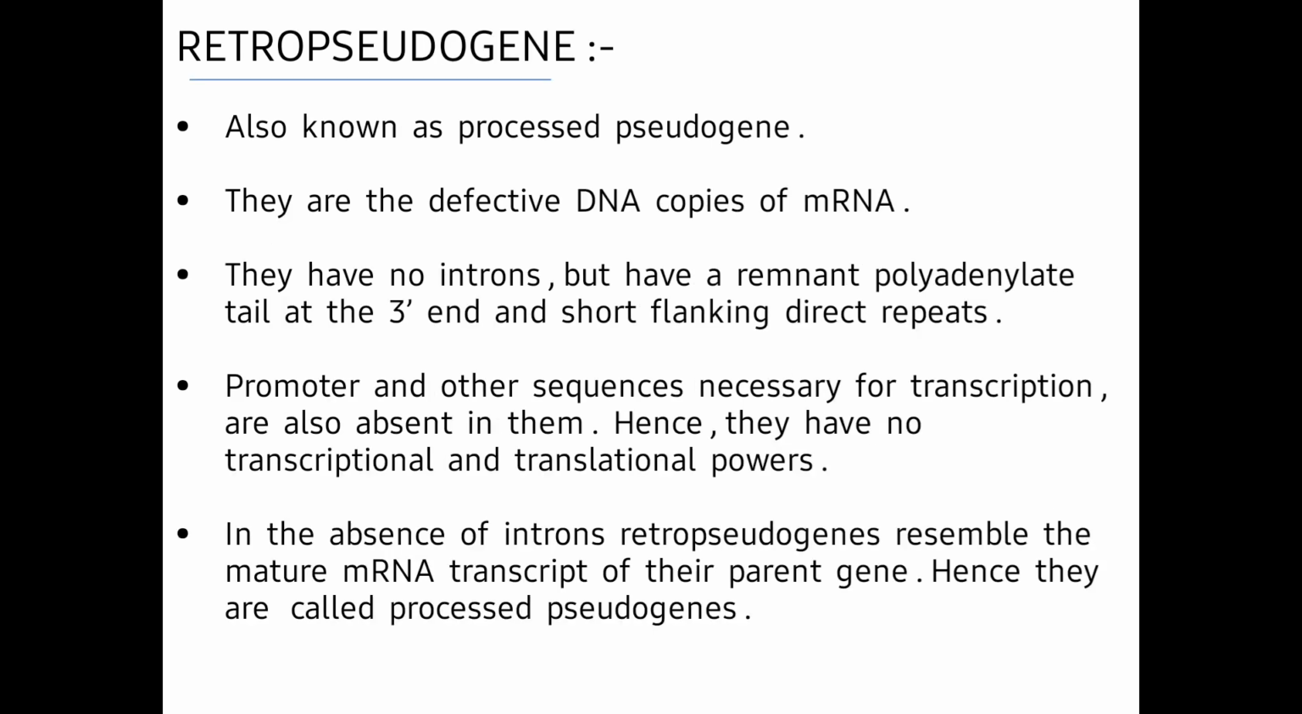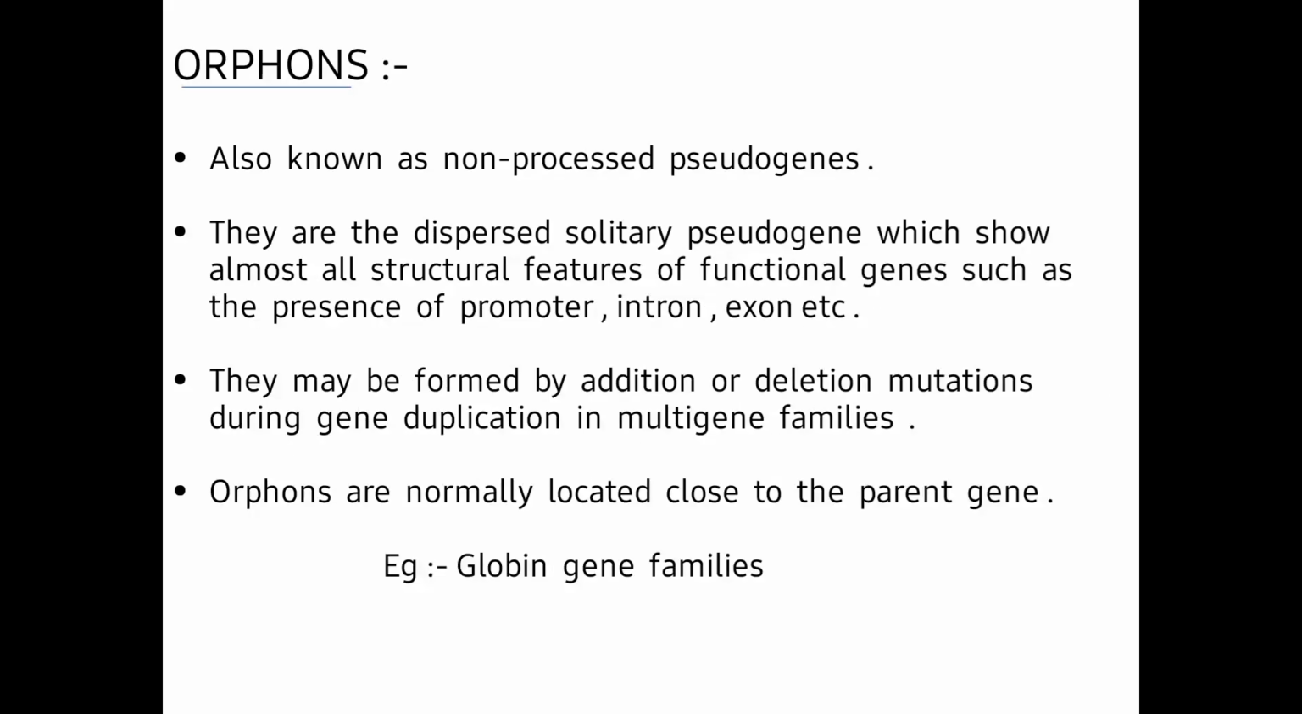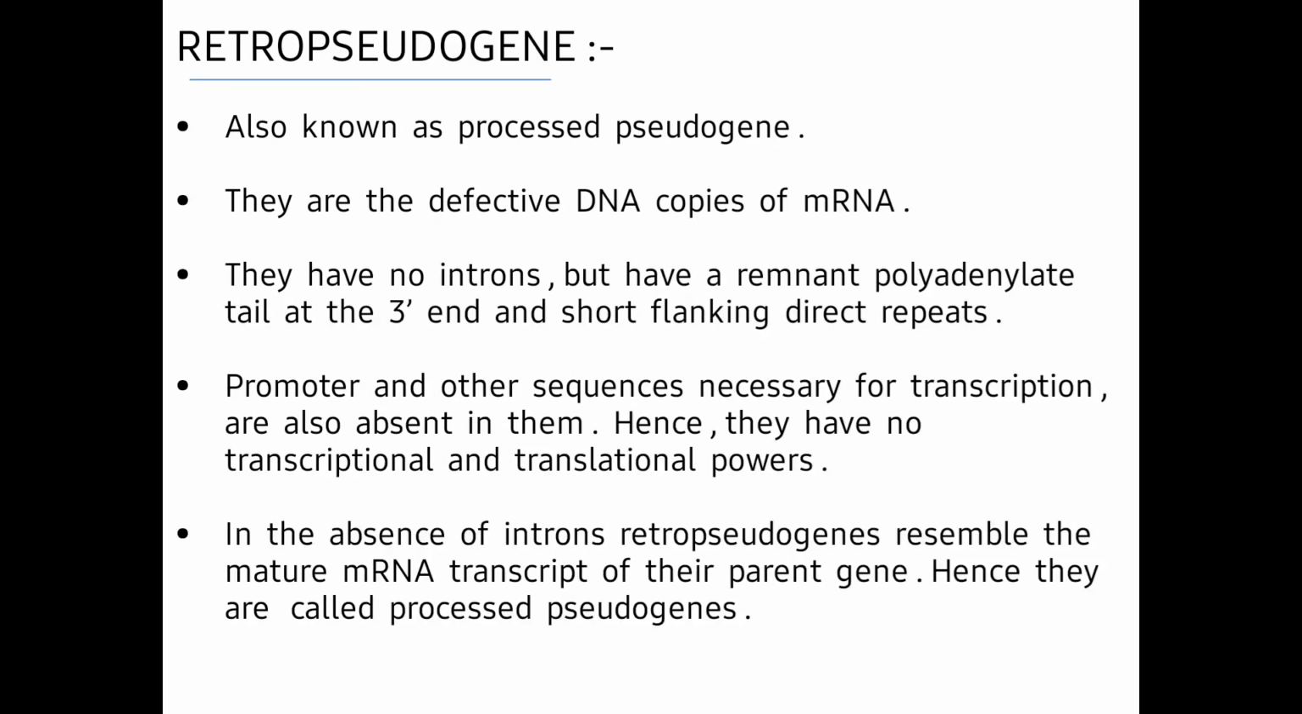Next is retropseudogenes. Retropseudogenes can also be called processed pseudogenes. We said orphans are non-processed and retropseudogenes are processed pseudogenes. They are the defective DNA copies of mRNA. So they will be mRNA's defective DNA copies.